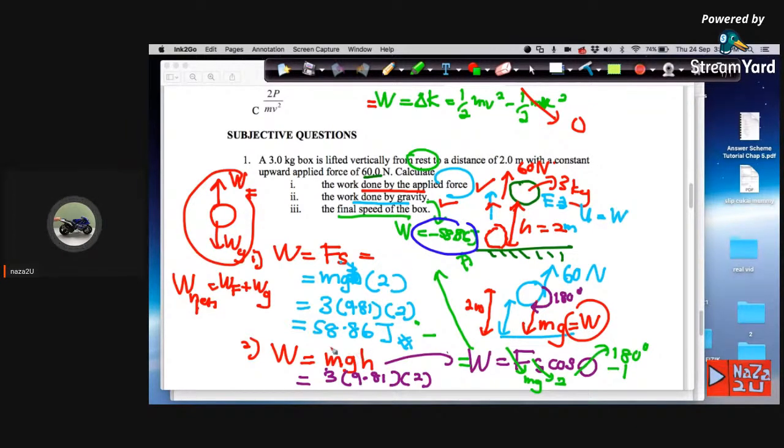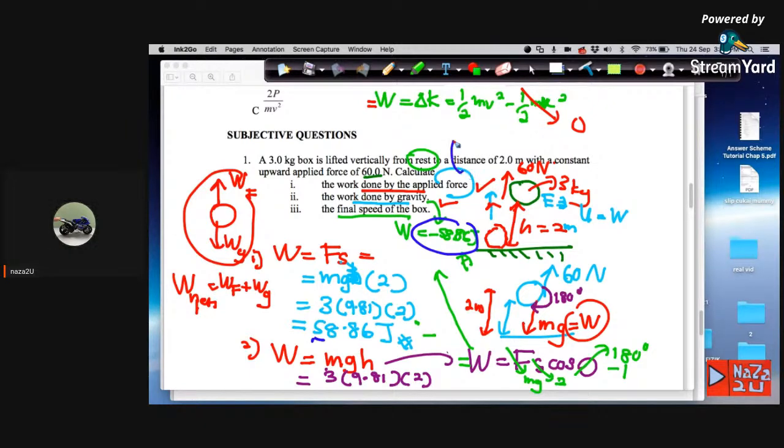Yang pertama tadi kita dapat 58. Yang pertama tadi kita dapat berapa? 58 kah? Sorry, yang pertama work done applied force tu bukan work done. So kalau tengok ini, number 1 work done is this is 60 mgh 60.